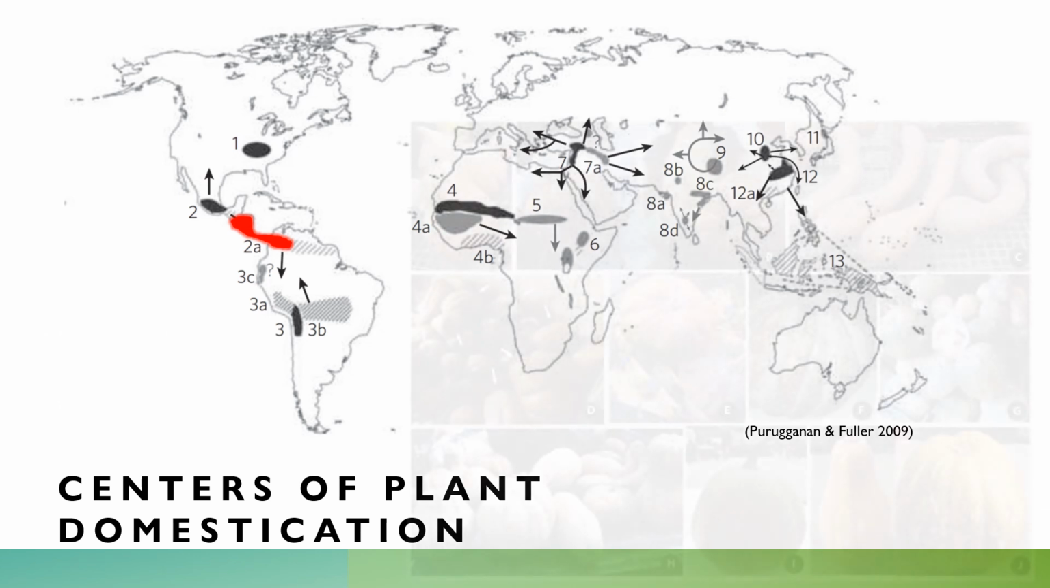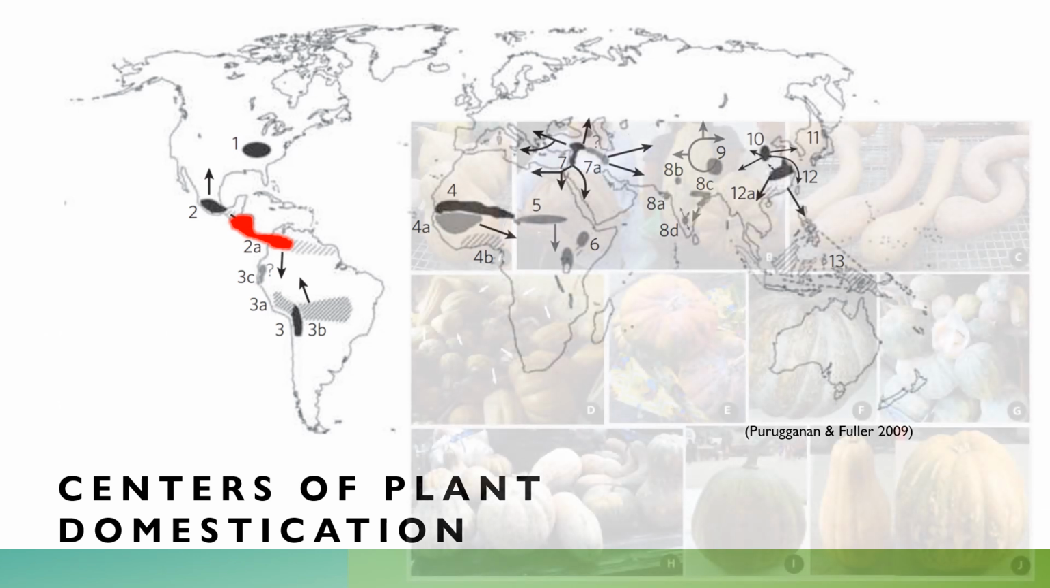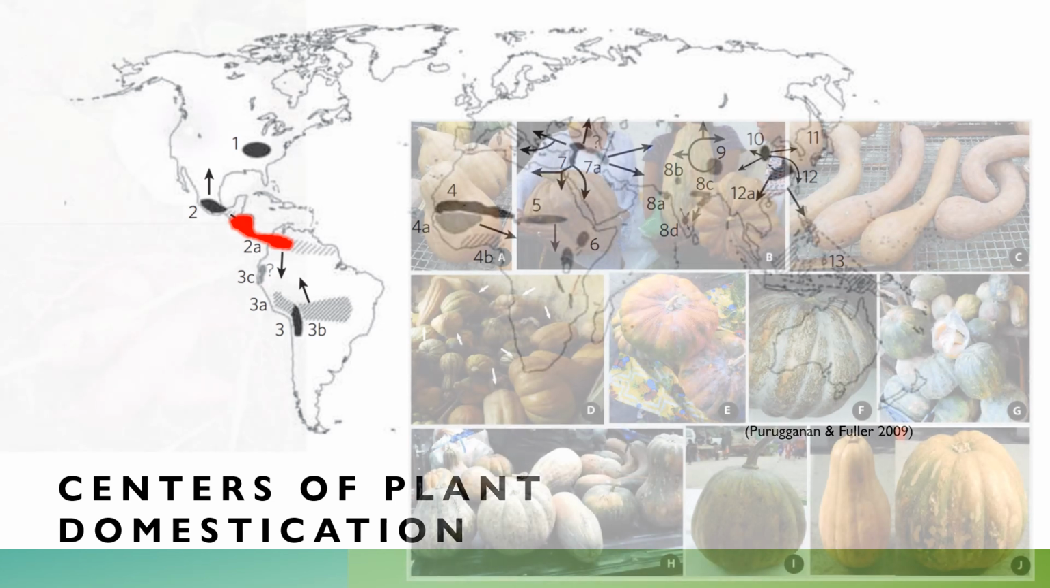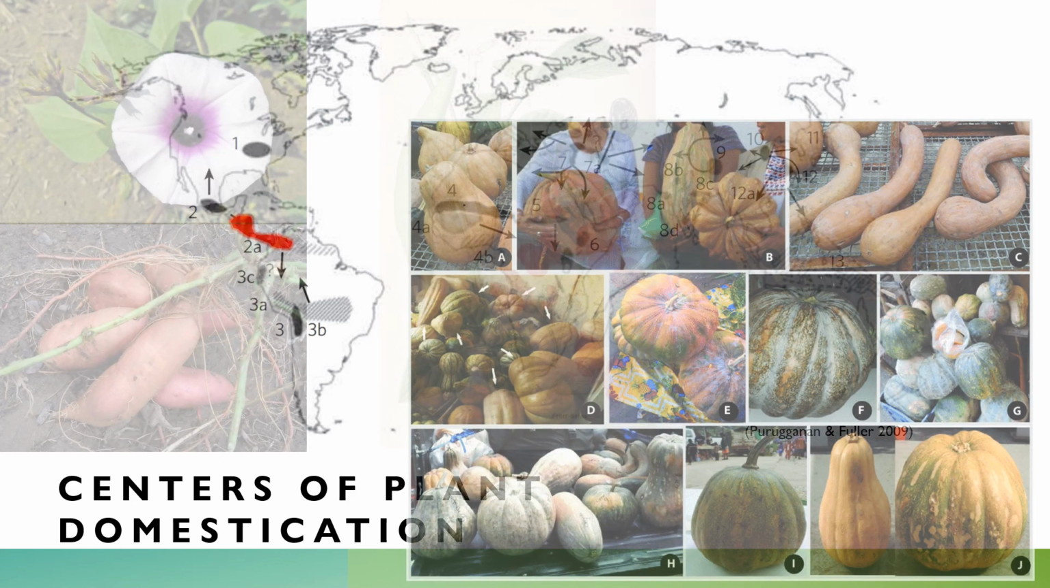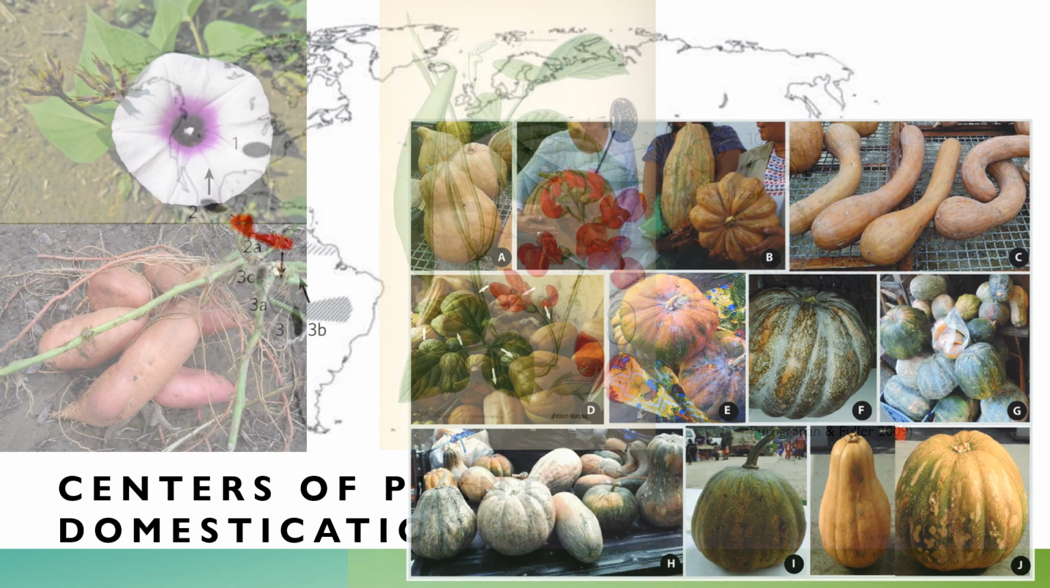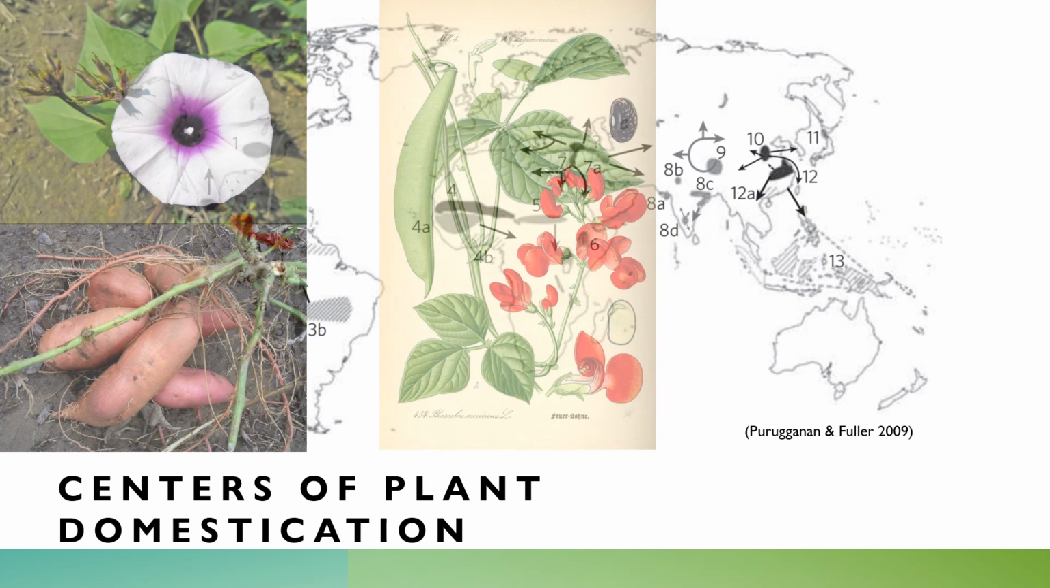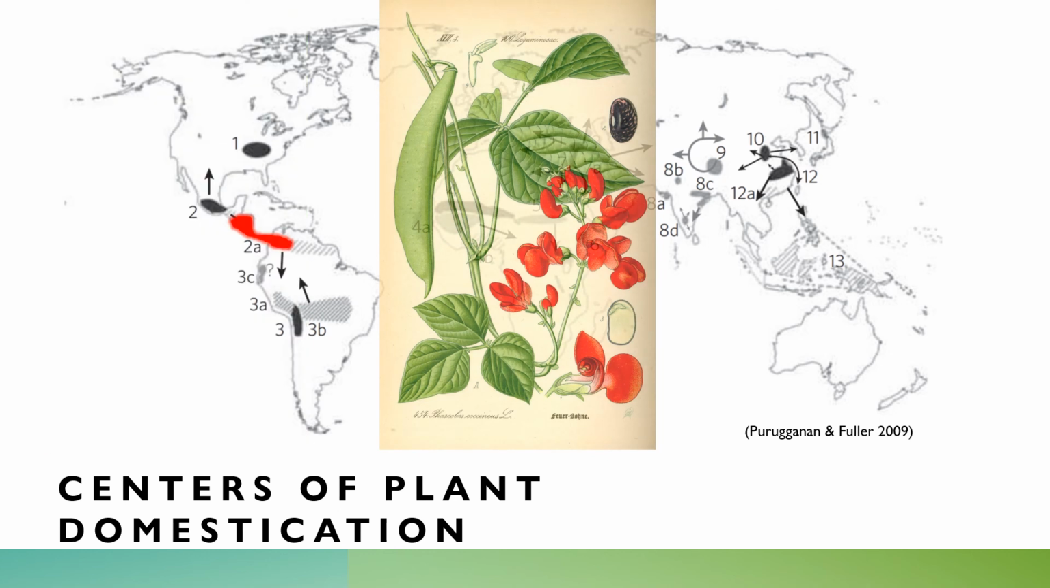There are, as the map clearly shows, more centers of domestication in the Americas, such as the northern lowland near tropics, visible here in 2A. Here, Cucurbita moschata, which is another pumpkin species, Ipomoea batatas, the sweet potato, and Phaseolus vulgaris, the common bean, were domesticated at around 9,000 to 8,000 BP.